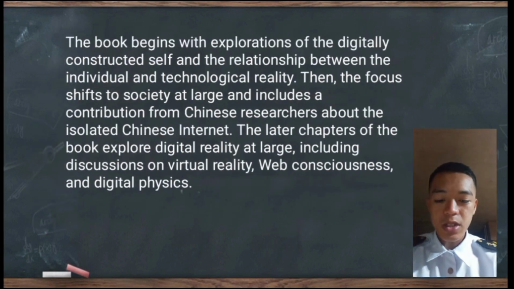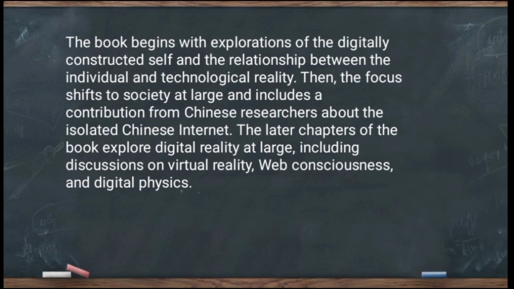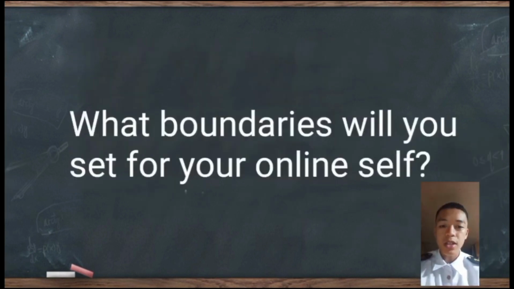The book begins with an exploration of the digitally constructed self and the relationship between the individual and technological reality. Then the focus shifts to society at large, including a contribution from Chinese researchers about the isolated Chinese internet. The later chapters of the book explore digital reality at large, including discussion on virtual reality, web consciousness, and digital physics. What boundaries will you set for your online self?